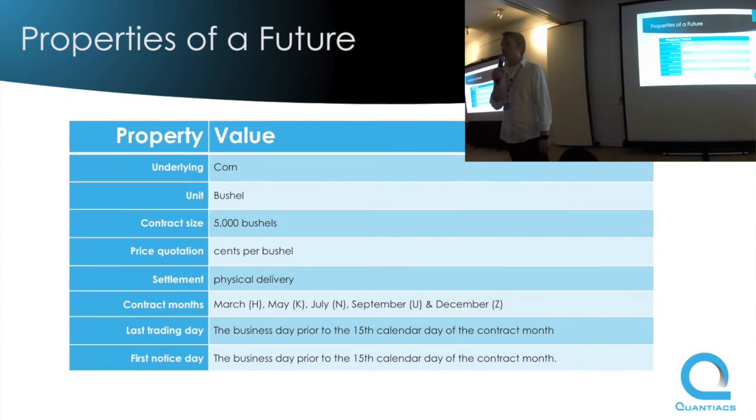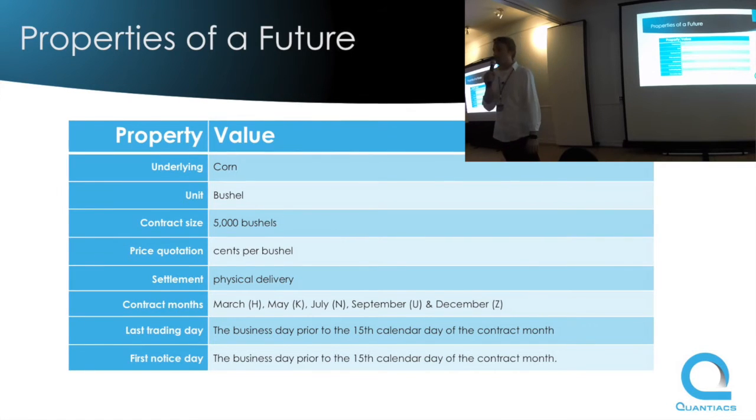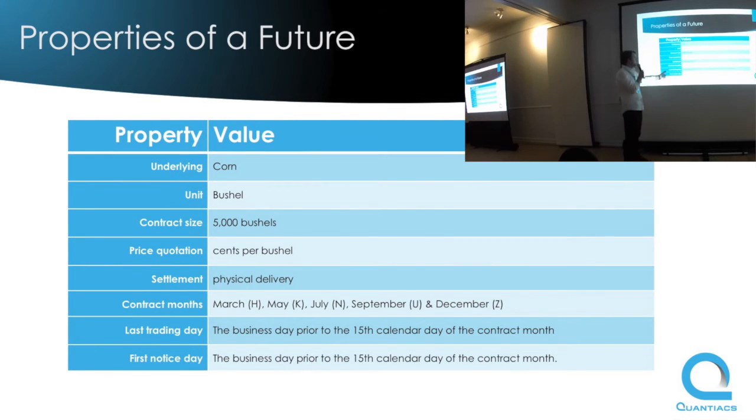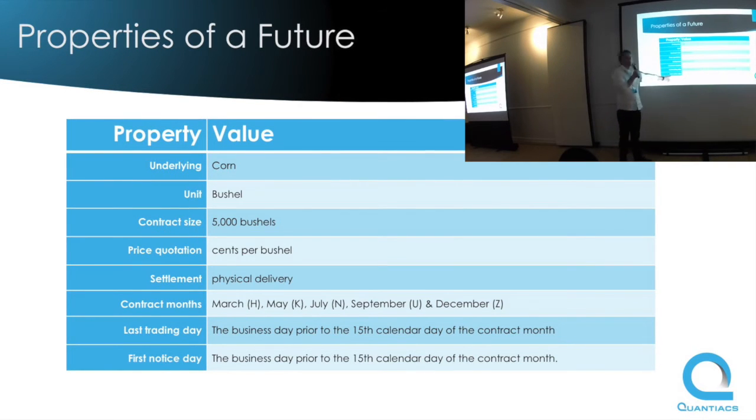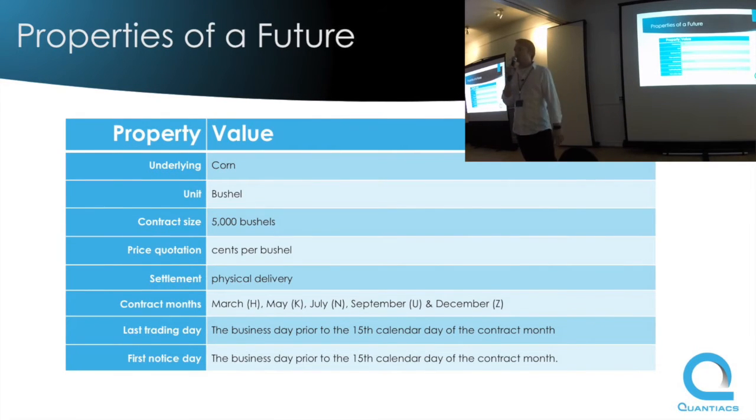You can look the property up on the CME page, for example, if you're trading futures that are listed on the CME. It could be that you could actually trade after first notice day. Could happen. And it's also possible that it's the other way around, so that the last trading day is way before the first notice day. But that's also bad, because if you miss the last trading day, you're stuck in the future basically, because the exchange is no longer open. You cannot offset it anymore.